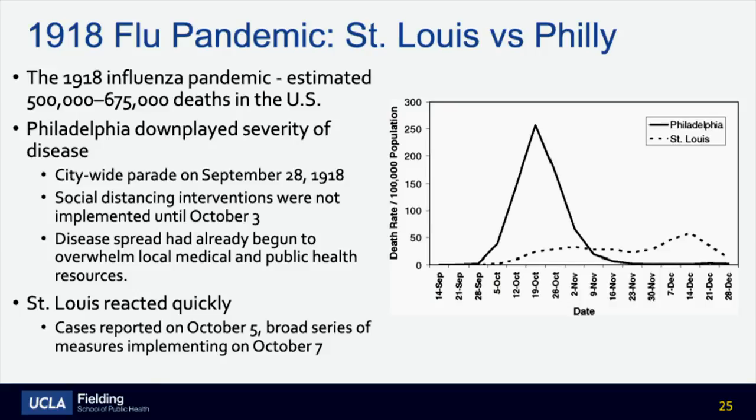And whereas St. Louis reacted quickly and they canceled their parade. And so you can see here on this slide how the outbreak played out. In Philadelphia, there was a huge spike, whereas in St. Louis, the outbreak was much smaller and much more manageable.